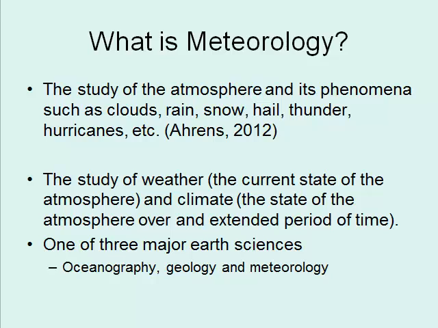And then climate, which is another part of meteorology, is the state of the atmosphere over an extended period of time. So one example of climate would be looking at the weather occurrences and temperature changes in Hood River over a 10, 20, 30, 100-year time span, whereas the study of weather is just looking at what's happening on a shorter time scale, so maybe the last week or month.